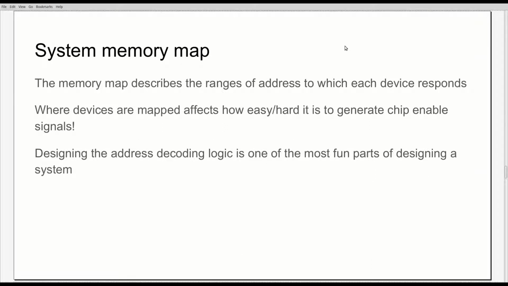As we create our address decoding logic, what we're really trying to do is to create a system memory map, meaning we want to assign ranges of addresses in the address space that the CPU can access to particular devices in the system. And what's really interesting about this problem is how we assign ranges of addresses to devices is going to considerably affect how easy or hard it is for the address decoding logic to generate the chip-enable signals for those devices. And this winds up being a really fun problem because you have to think about, based on where you put the devices in the address space, how you're actually going to generate the chip-enable signals by decoding particular bits of the address.